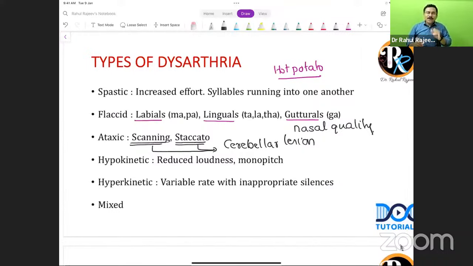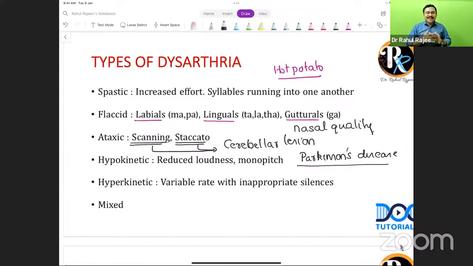You've got hypokinetic dysarthria, where there is a reduced loudness and a monopitch, which means single pitch. Which condition? Parkinson's disease. Patients with Parkinson's disease have a very monotonous speech. Have you heard of such lectures as well? Hypokinetic, reduced loudness, monopitch, you feel like sleeping. I hope my class is not a hypokinetic dysarthria type of class.